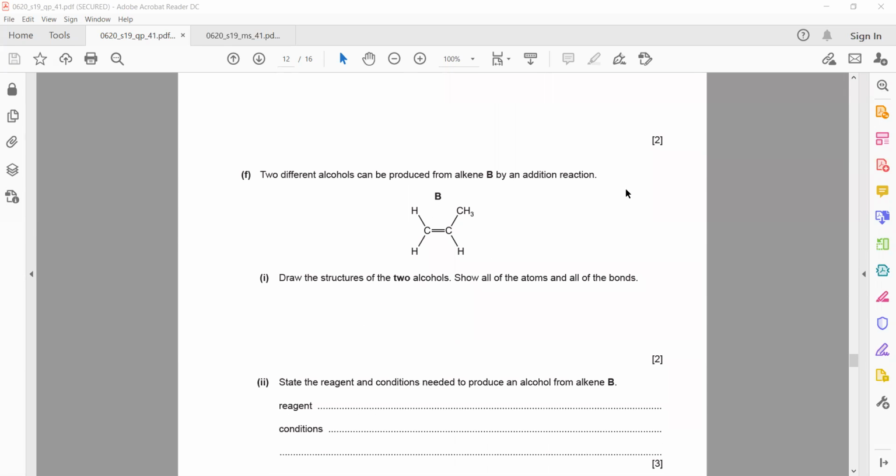The last one: two different alcohols can be produced by alkene B. Draw the structure of the two alcohols. First thing, what is this alkene B? What is the name of this alkene? This is propene, not ethene. Propene. Why prop? Because there are 1, 2, and 3 carbon atoms.